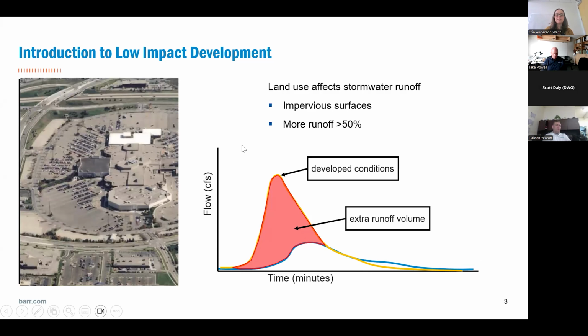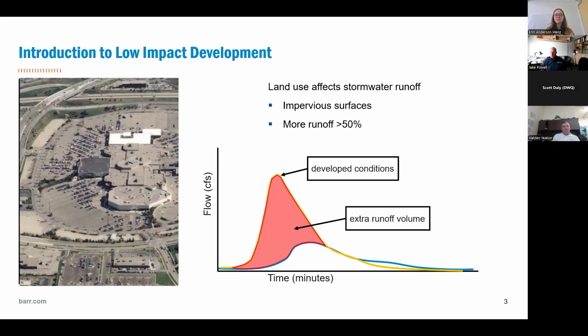What happens when we develop our land? So now we've got a shopping mall on a piece of property and lots of impervious surfaces. And so under developed conditions, that hydrograph changes. You can see there's a swift peak to that flow, and then it comes down over time. So it's pretty different than what we see under undeveloped conditions. And also in that kind of runoff under developed conditions, we have more volume leaving the site as well.